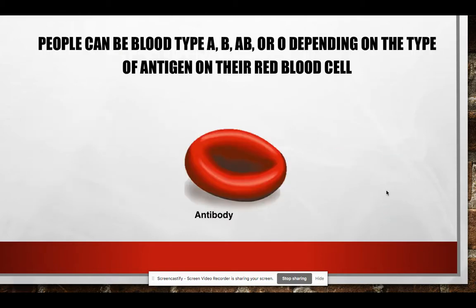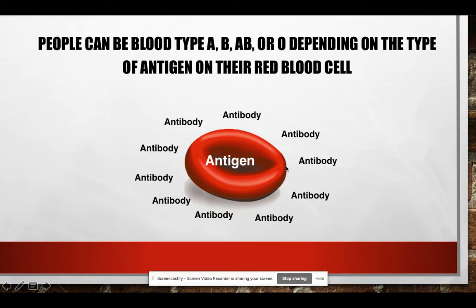Now, people can have type A, B, AB, or O blood, depending on the antigen that is on their red blood cell. The antigen is going to be here on the surface of your red blood cell, and you're actually going to have something else swimming around in your plasma around those red blood cells. These are called antibodies. They will be really important in the next few slides, so we will be getting to those very soon.